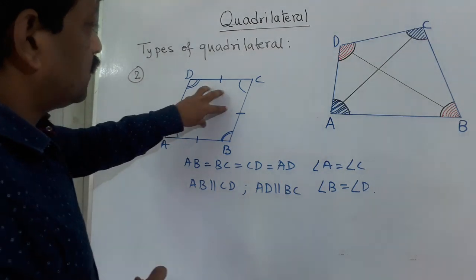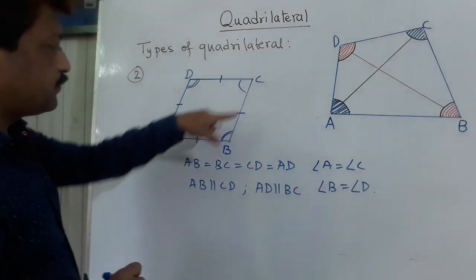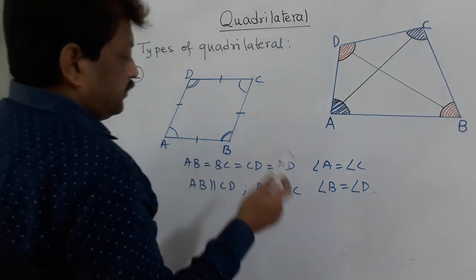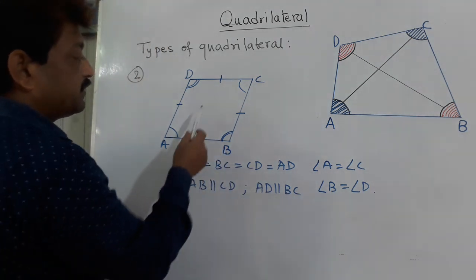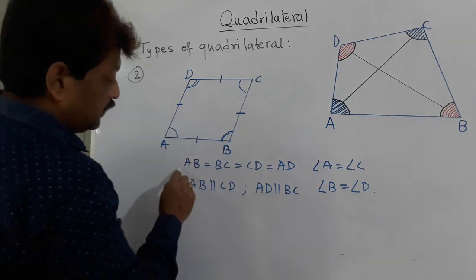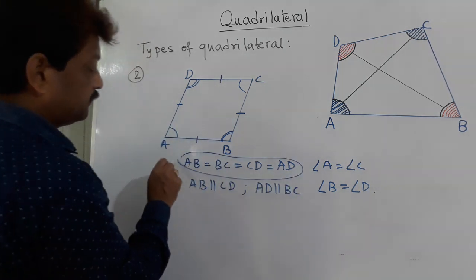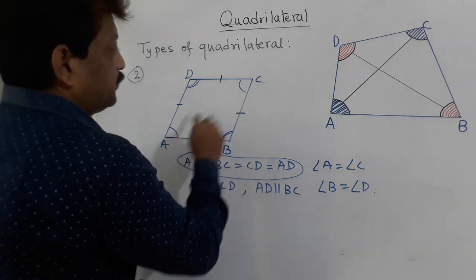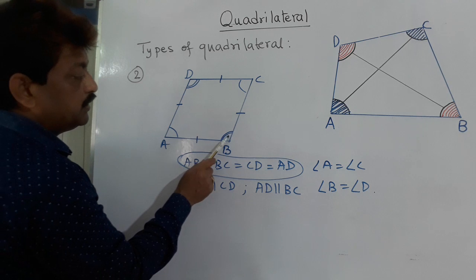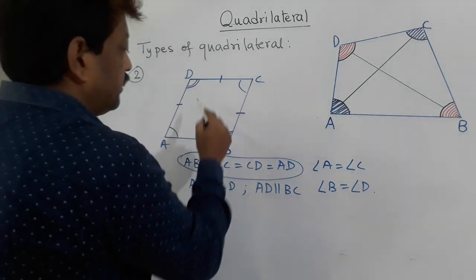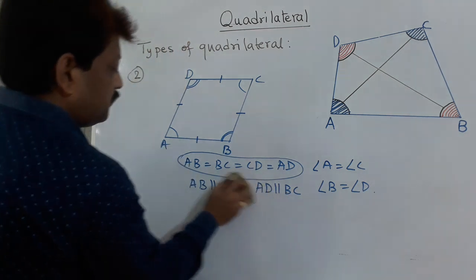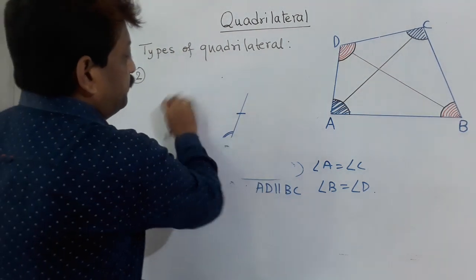Okay. So a rhombus is also a quadrilateral because it has four sides, four angles. And speciality of this quadrilateral rhombus is the opposite sides are parallel and all the four sides are equal. The opposite angles are equal. Angle A equals angle C, angle B equals angle D, and the diagonals AC and BD are not equal. Okay. So this is the fourth type.